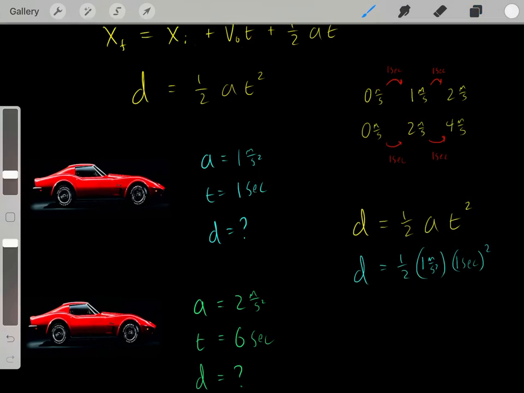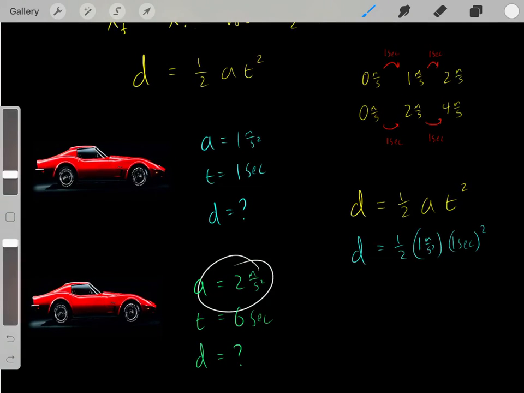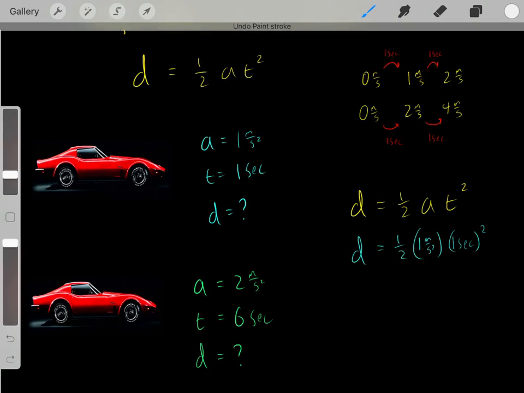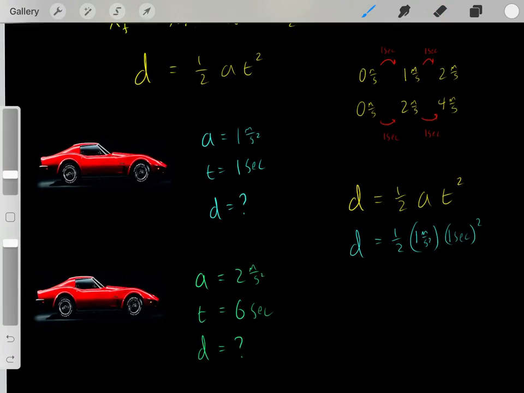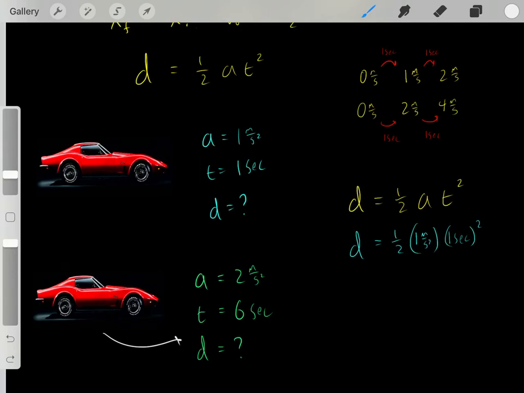But let's do another example. Let's say we had another car with an acceleration of 2 meters per second squared. What does that look like? Maybe initially it was at 0 meters per second, then 1 second later it was at 2 meters per second, and another second later it was at 4 meters per second. The velocity increased by 2 meters per second every second. So that's an acceleration of 2 meters per second squared. And again, the acceleration tells us how the velocity changes. So if we accelerate at that acceleration for 6 seconds, how much distance would we cover?